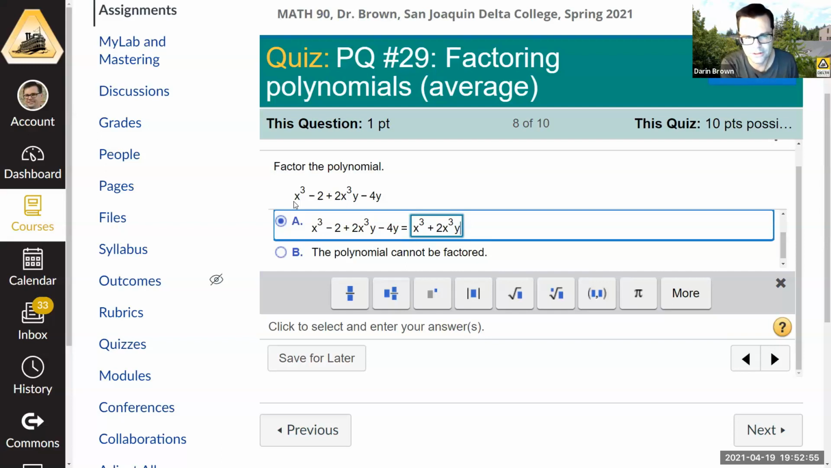Well, yeah, let's just switch the middle 2 terms. So I'm just switching the minus 2 and the 2x cubed y. Okay, so now the first 2 terms I could factor out x cubed, and I've got 1 plus 2y.